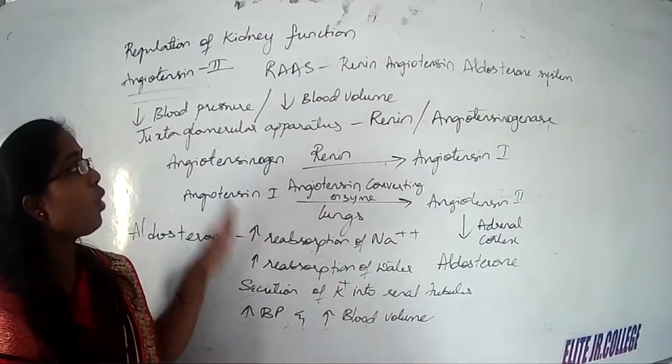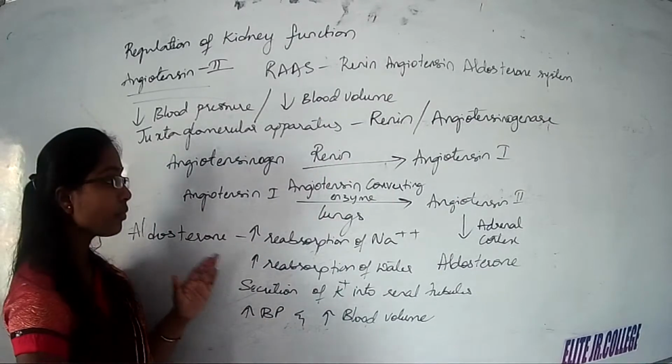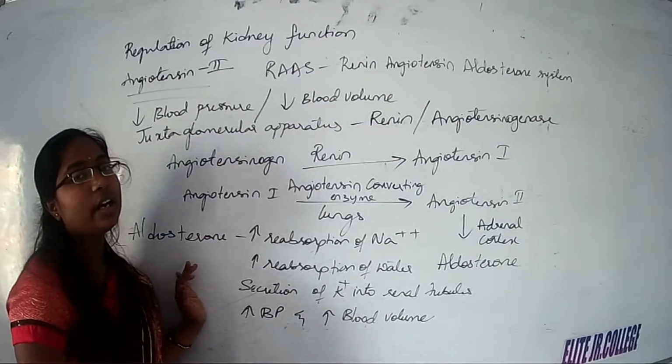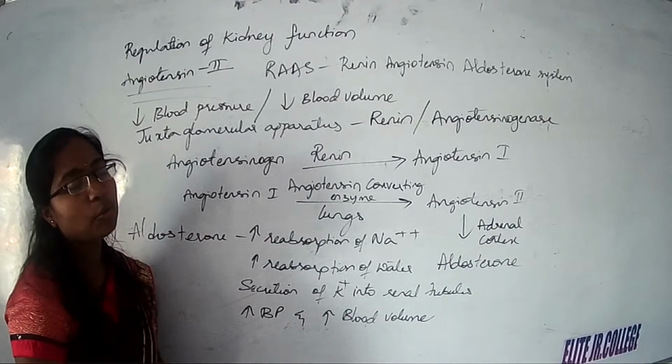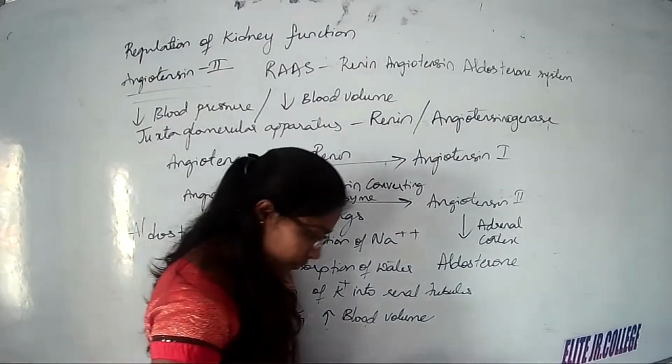Okay, so this is all that we have regarding angiotensin and aldosterone. Then let us discuss the last hormone which we have in regulation of kidney functioning.